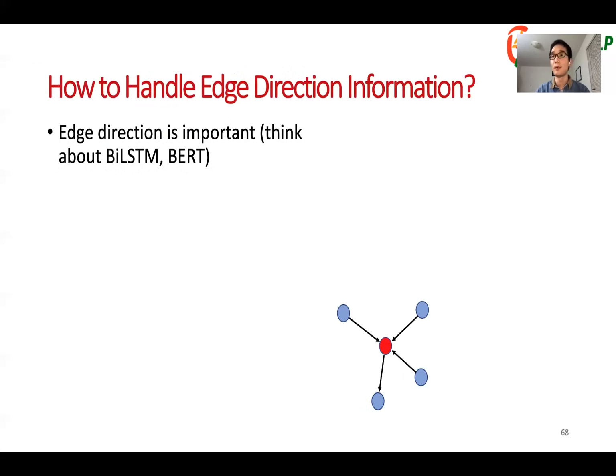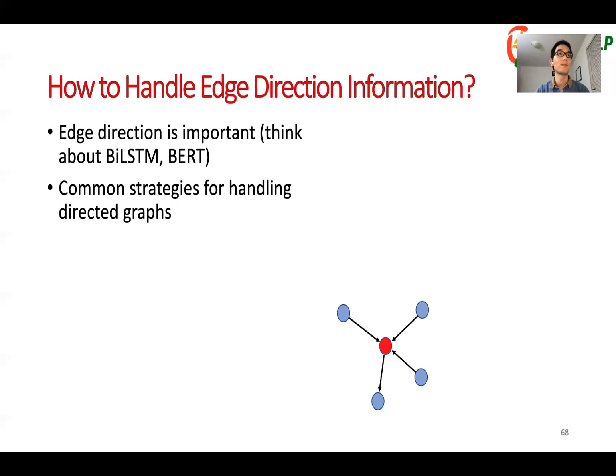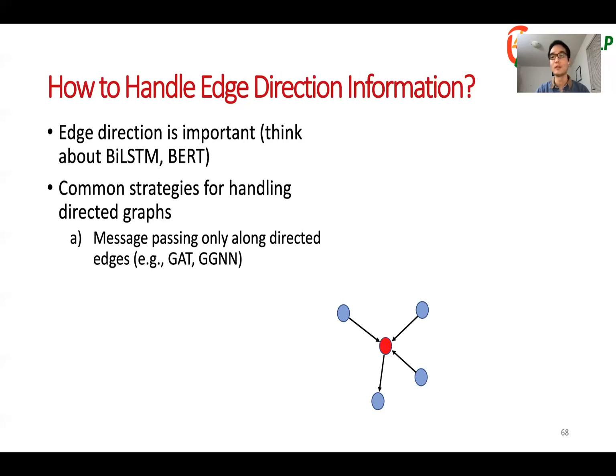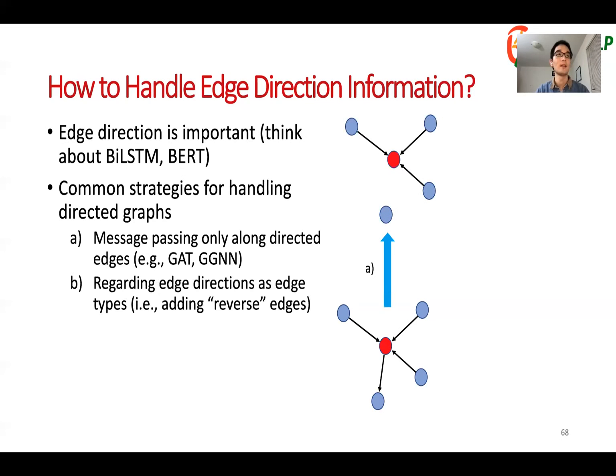We know edge direction is important. Just think about the success of BiLSTM and BERT. Given a directed graph, we might not be able to directly apply some homogeneous GNNs, which will lead to edge direction information loss. Common strategies for handling directed graphs include message passing only along directed edges. So we can use GAT, GGNN, and so on to do this. But that might still lead to edge information loss.